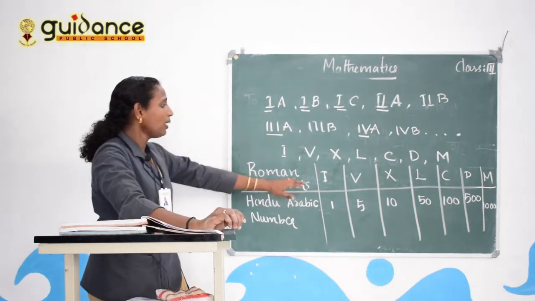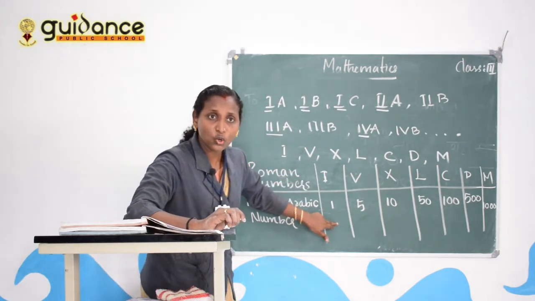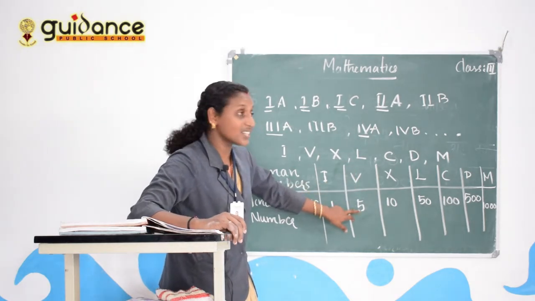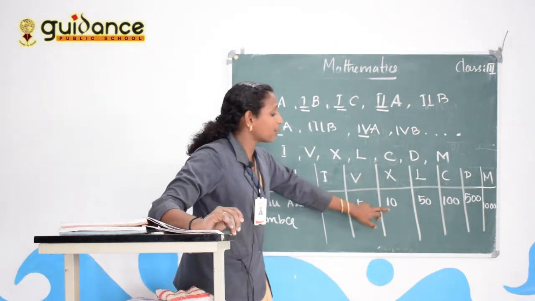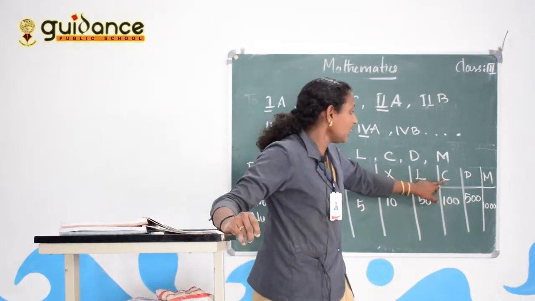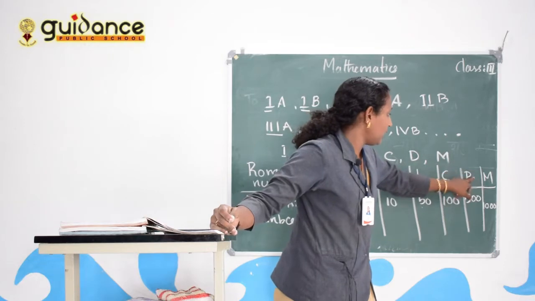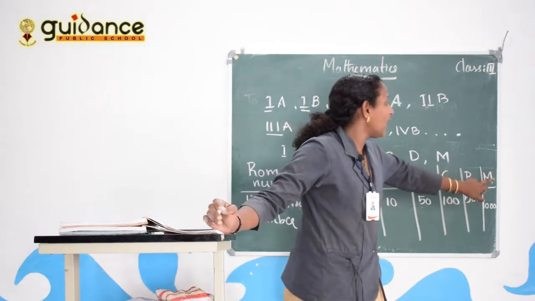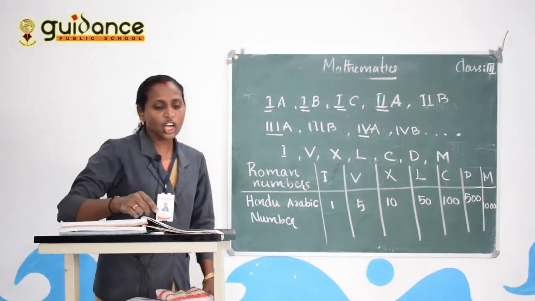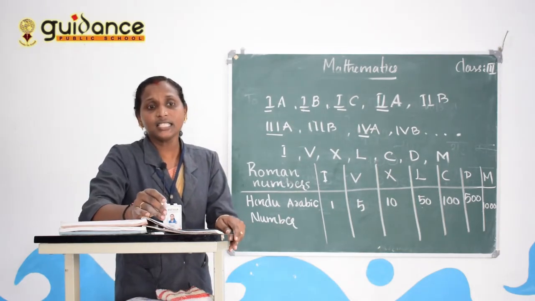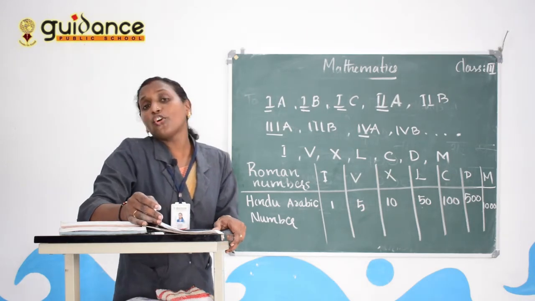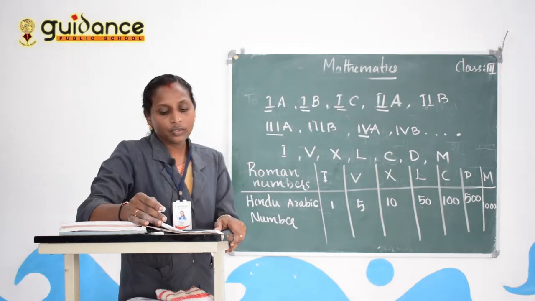Okay. The Roman numeral I represents the digit 1. The Roman number V represents 5 and X represents 10. L represents 50, C represents 100, D represents 500 and M represents 1000. Okay, these letters we put together to write the numbers according to some rules.